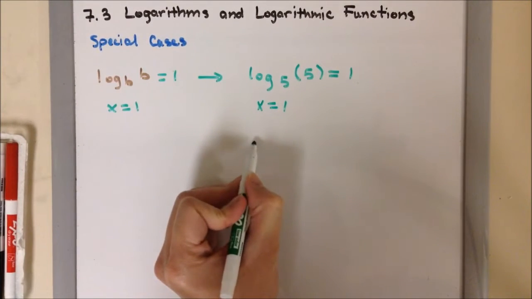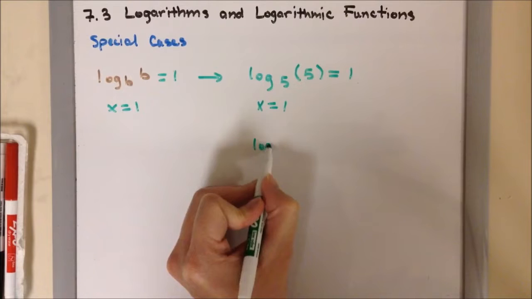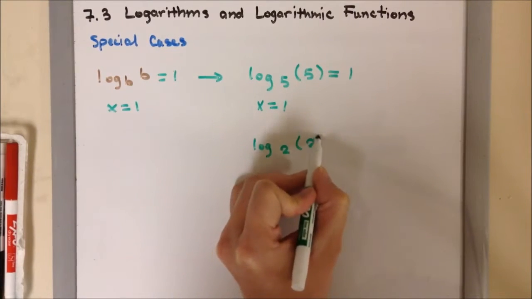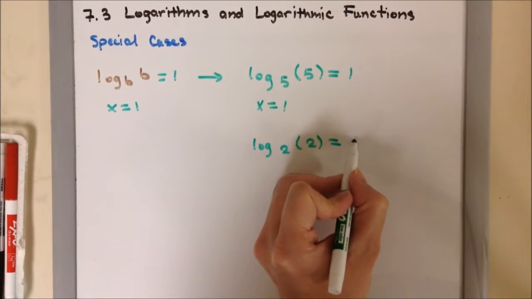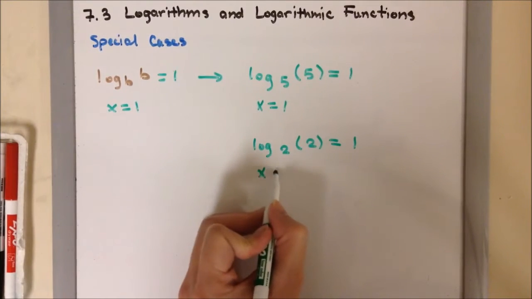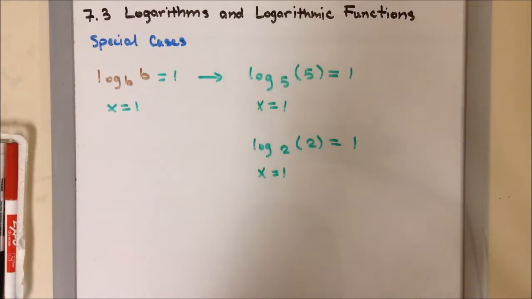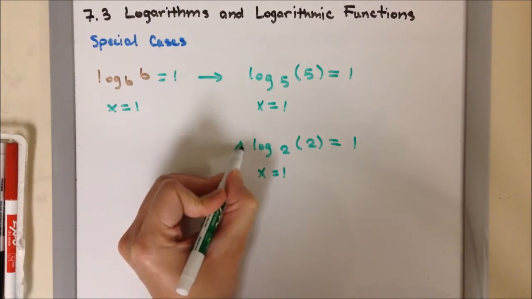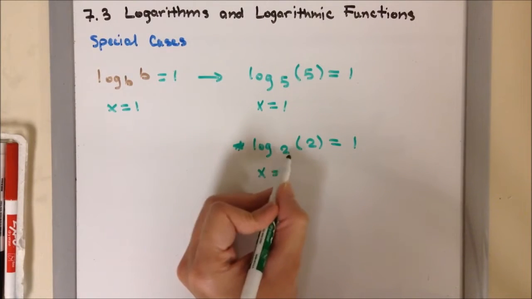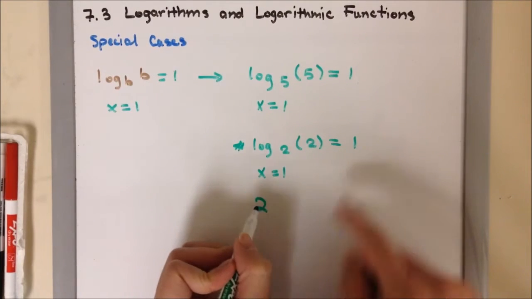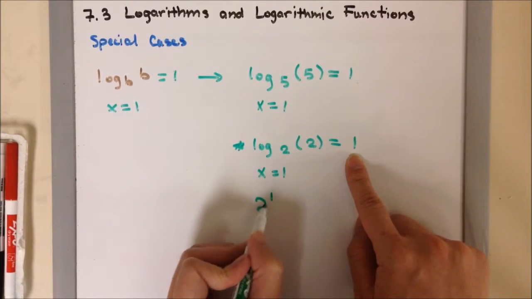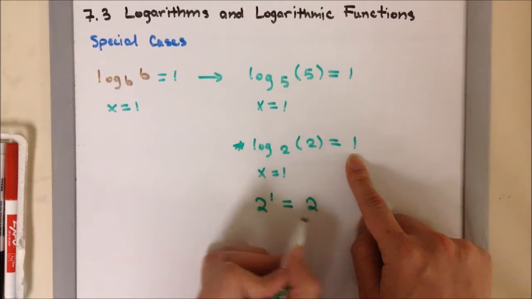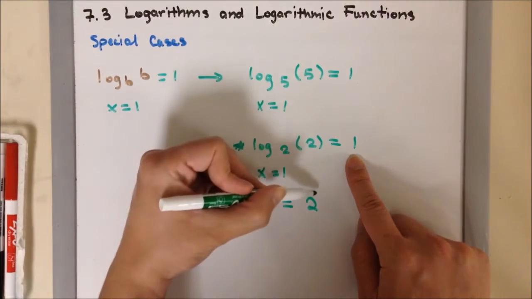Let me do another one. If you have log base 2 of 2, then the answer is 1. x equals 1. Now the reason is, if you were to rewrite this in exponential form, I'm doing the second one right here, this is my base, 2. This is my exponent. 2 to the 1 power is just 2. That's how many 2's there are, which matches with that.